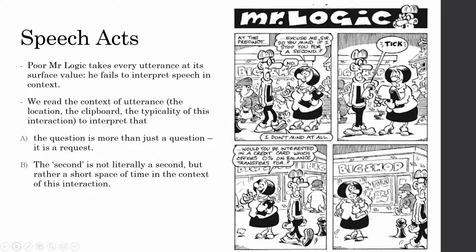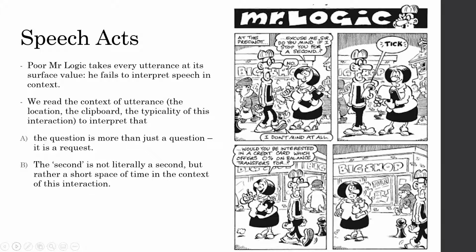We do read contexts, and actually we could interpret the lady stopping Mr. Logic in the street. We could interpret what she meant by saying, "Excuse me, sir, do you mind if I stop you for a second?" We could interpret that accurately using the context of things such as at the precinct, the fact that he's in a shopping centre where we know we're commonly stopped by people asking us for things, the clipboard, the general typical nature of this kind of interaction. It would enable us to interpret that when she says, "Excuse me, sir, do you mind if I stop you for a second?" she is actually doing more than just asking us a question.